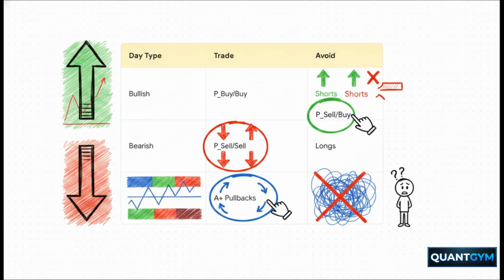But look at row 3, the range day. This is where price is just rotating around that mid-AVWAP, and the background keeps flipping back and forth. Here, you only take clean A-plus pullbacks near the extreme edges of the range. I want you to ask yourself honestly, how many times have you been completely chopped up in bad trades simply because you were treating a range day like a trend day? Having this mapped out prevents exactly that.